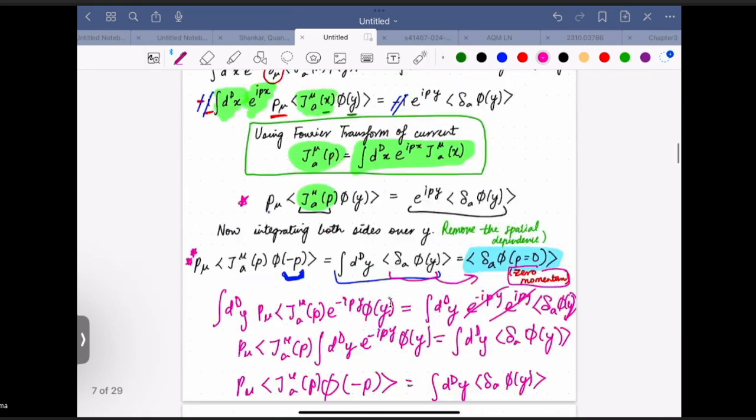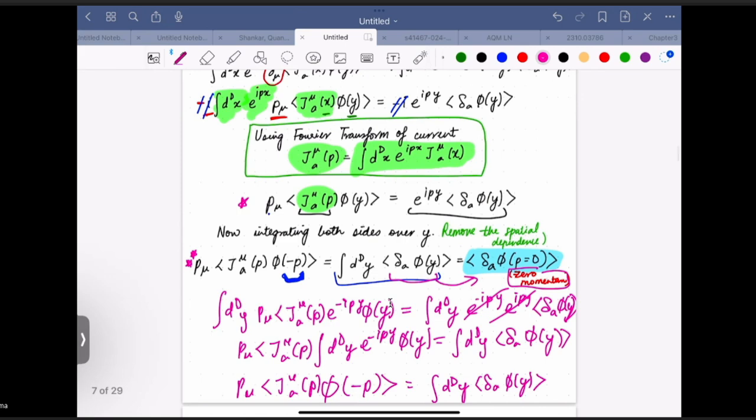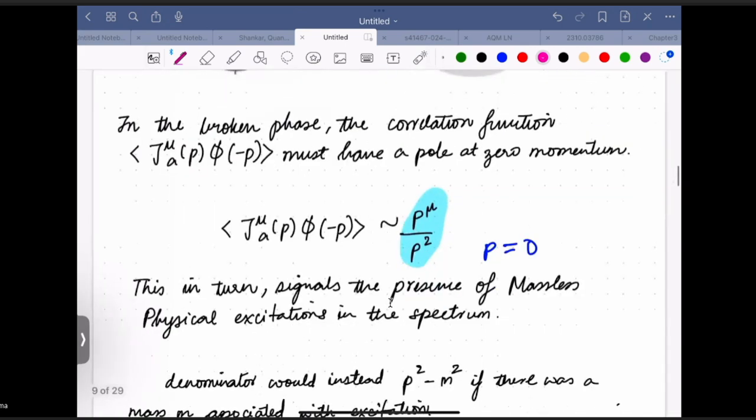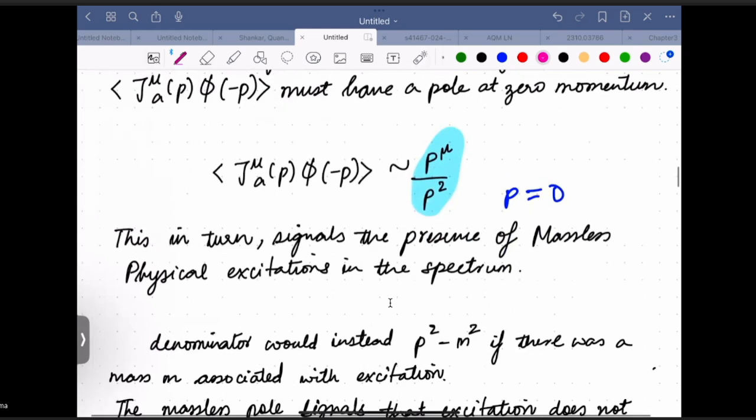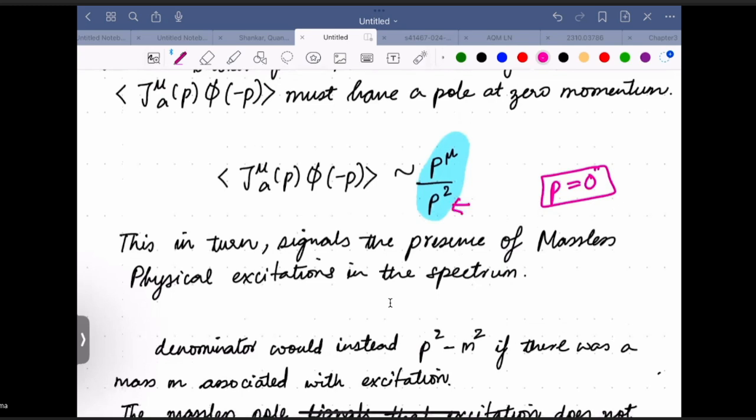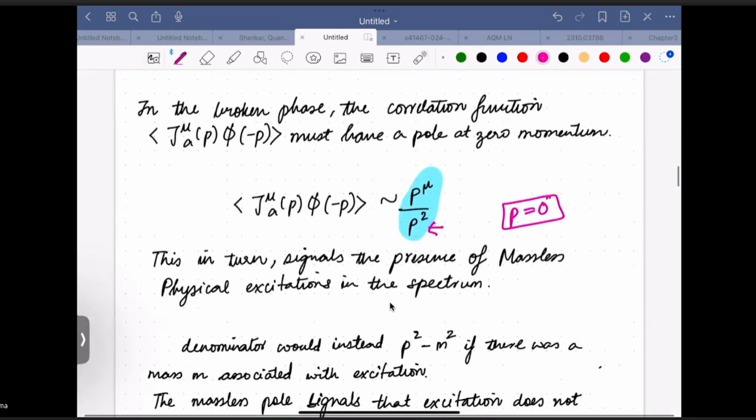from Ward identity, this correlation function must have a pole at zero momentum, right? Because when we say it has a pole, we only have a pole if p equals 0, right? So when p equals 0, we have a pole in here. And remember, we said that momentum is 0. That's what we're doing here. And this in turn signals the presence of massless excitations in the system, massless physical excitations.